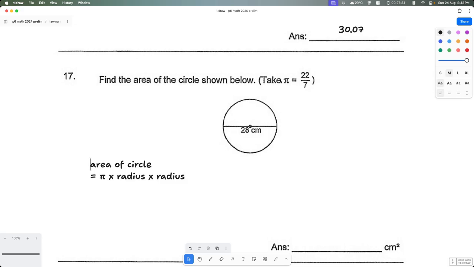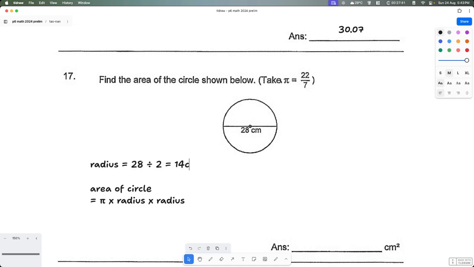So in this case, the radius over here is equal to 28 divided by 2, which is 14 centimeters. So the pi over here is 22 over 7 times 14 times 14. Okay, pi r squared. So 22 over 7, we cancel 7.